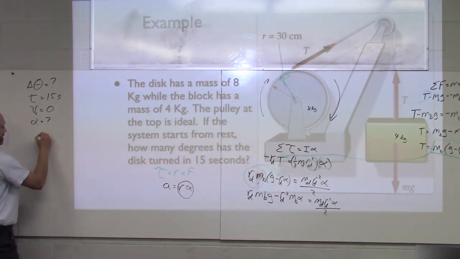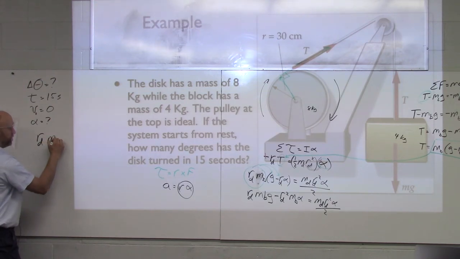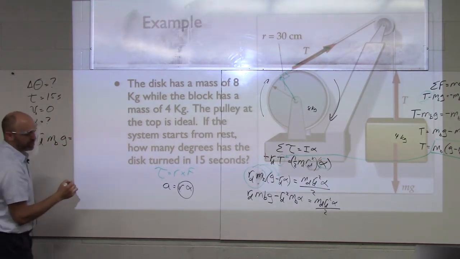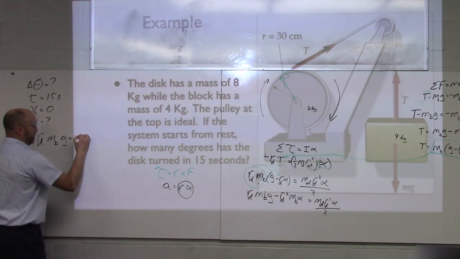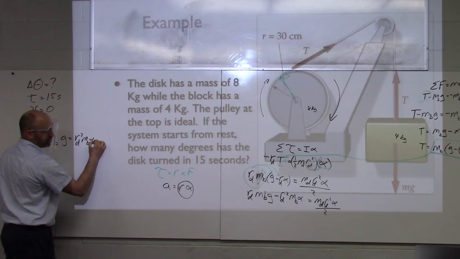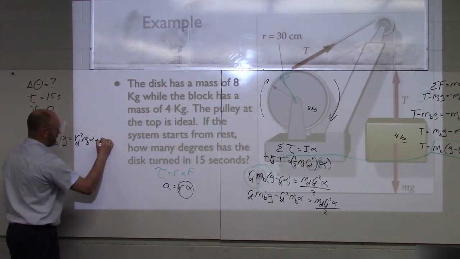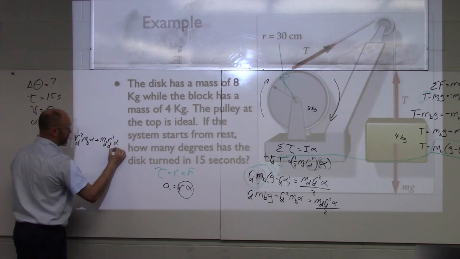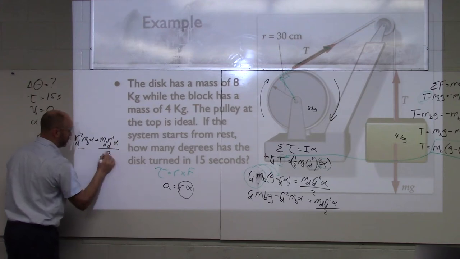So on the left side, I'm going to have radius of the disk, mass of the block, times gravity equals radius of the disk squared, mass of the block, times alpha, plus mass of the disk, radius of the disk squared, times alpha, the whole thing over here divided by 2.